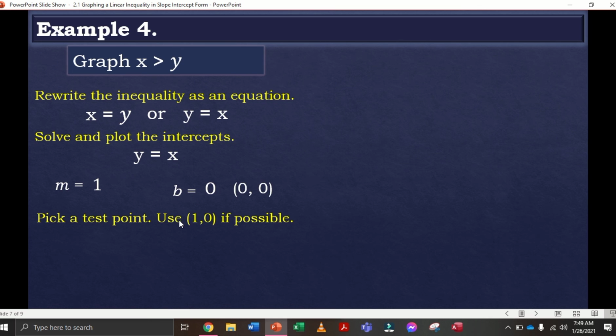So, ito yung sinasabi ko na kapag 0, 0 yung isa sa mga point mo, gumamit ka ng ibang test point. Okay? So, I will be using 1, 0. So, substitute natin si 1 kay x at si 0 kay y. So, 1 is greater than 0. This is true. Okay? So, pag ginraph natin siya, ang rise mo ay 1, ang run mo, since wala ditong denominator, ibig sabihin ang run natin is also 1.